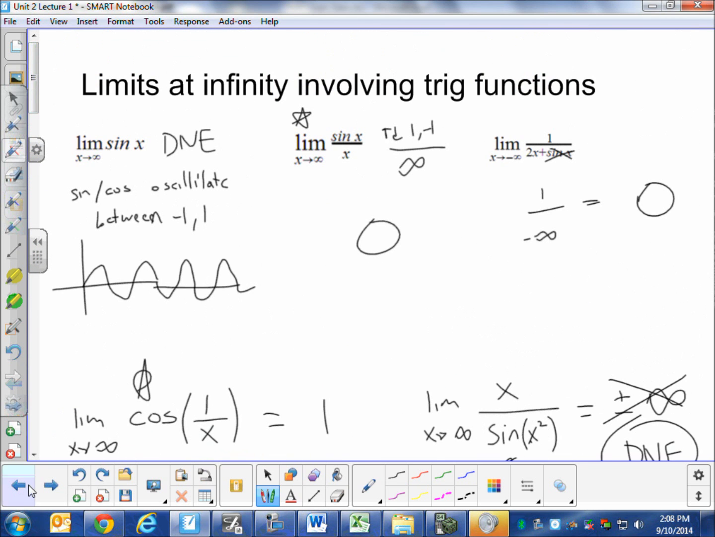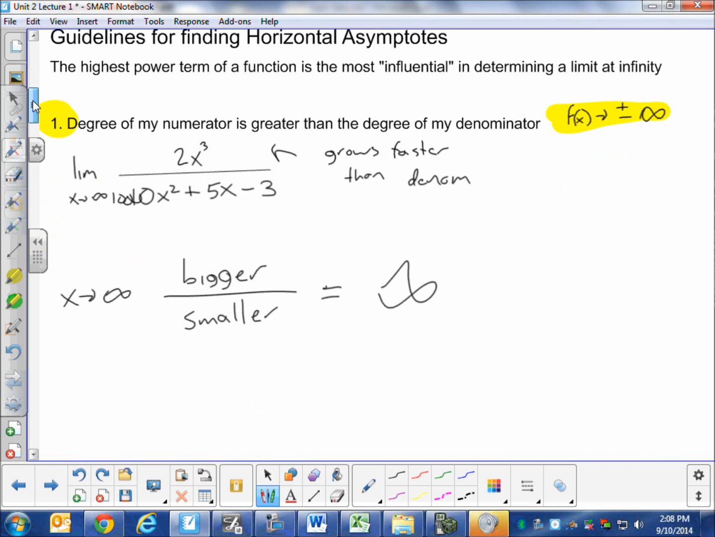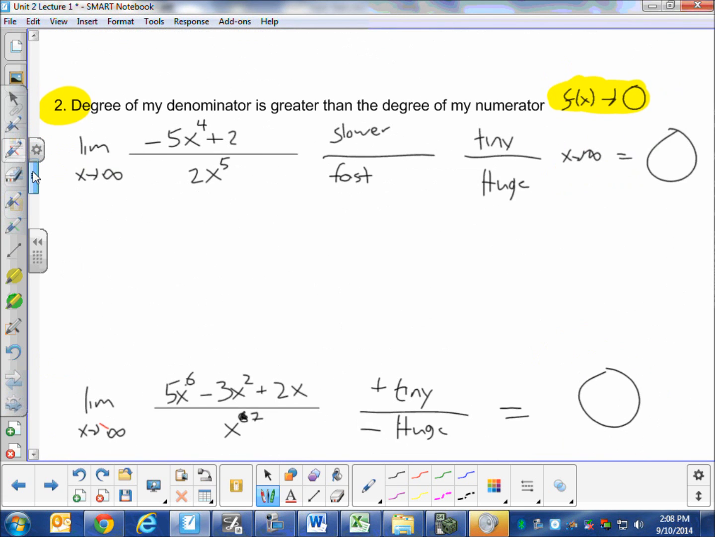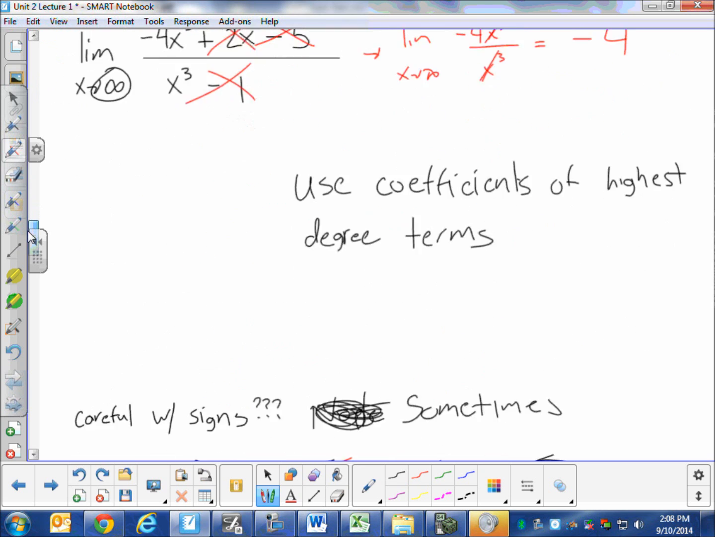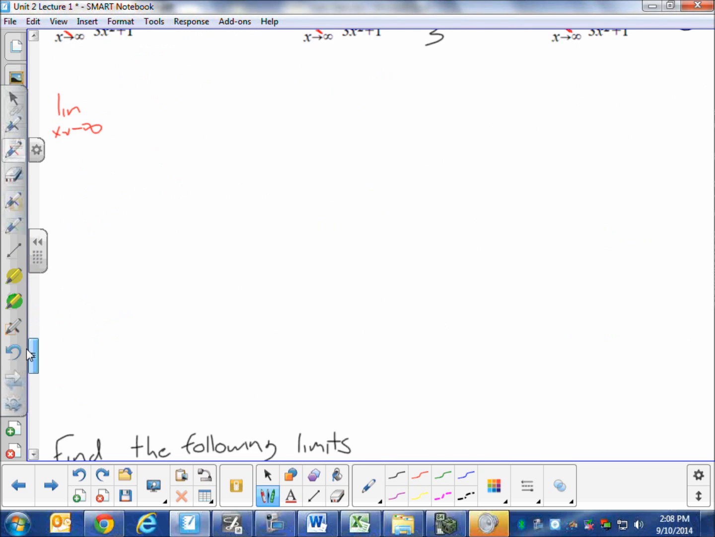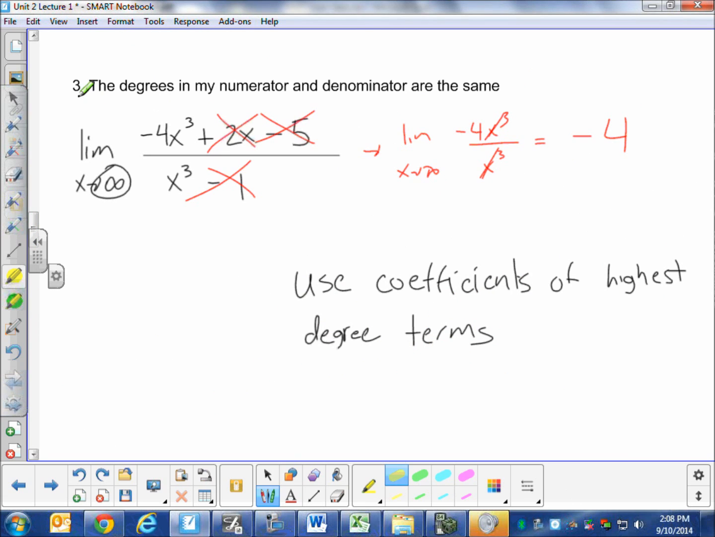But hopefully these rules, these guidelines, remembering the first one: degrees higher in the top than in the bottom, positive or negative infinity. Degrees higher in the bottom than in the top, we're approaching 0. Degrees are the same. Forgot to include this. The degrees are the same. Use the coefficients.